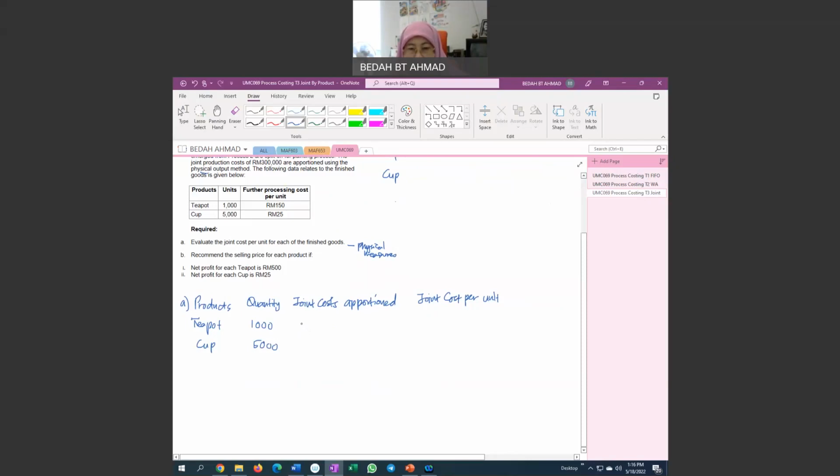So we have to find a ratio: 1,000 divided by the total quantity produced, 6,000, and 5,000 divided by 6,000. 1,000 divided by 6,000 is 0.167, and 5,000 divided by 6,000 is 0.833.